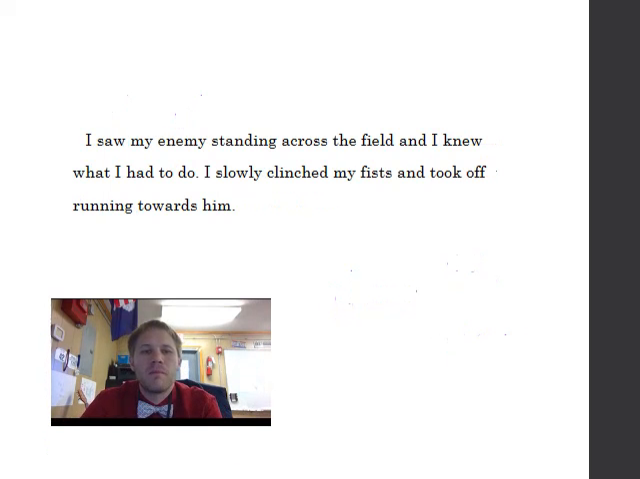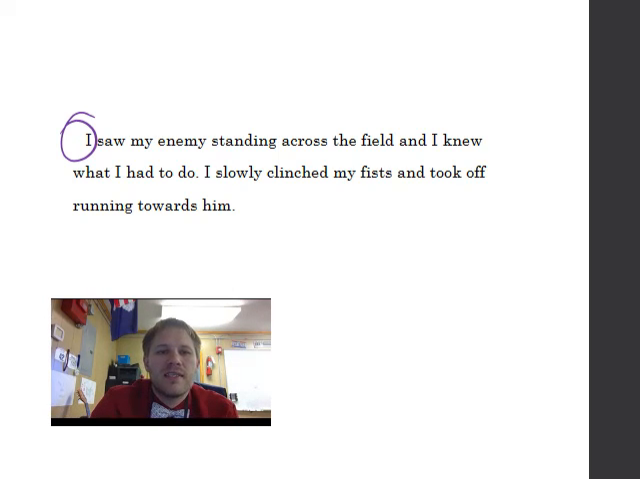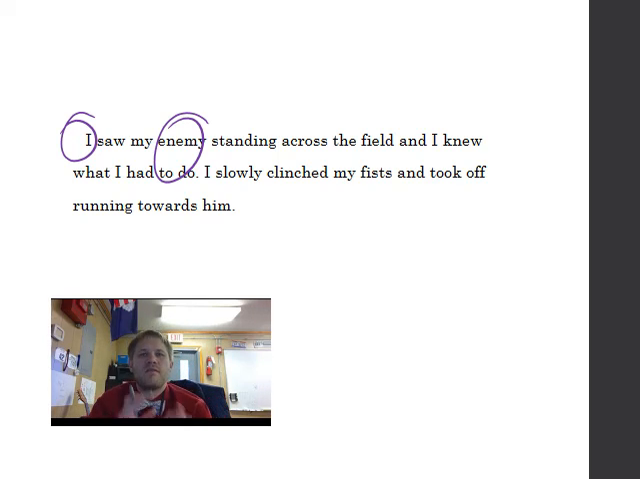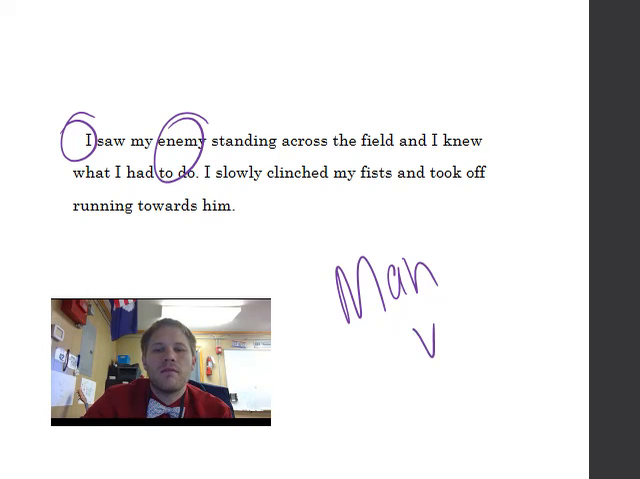Let's look at this one. "I saw my enemy standing across the field, and I knew what I had to do. I slowly clenched my fists and took off running towards him." Again, you have the major character, "I," and then it says he has his enemy standing across the field. So their problem is with another major character, good guy, bad guy. This would be man versus man conflict.